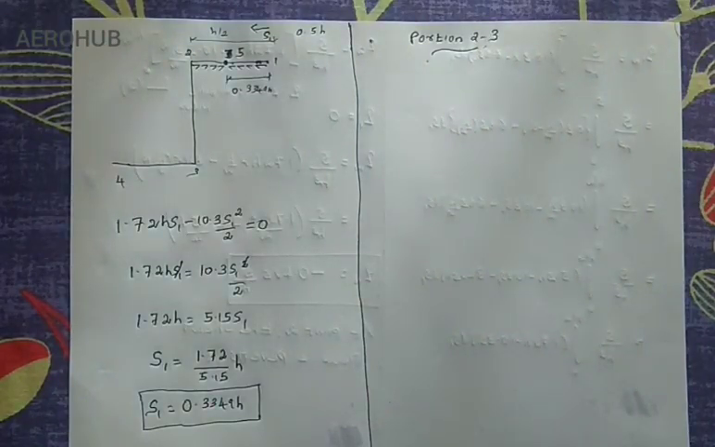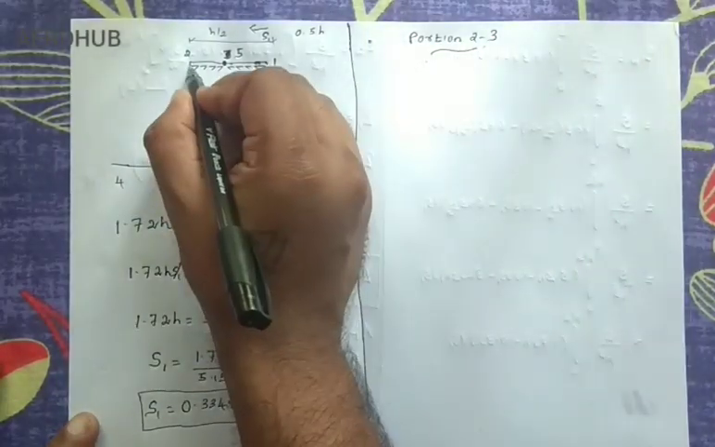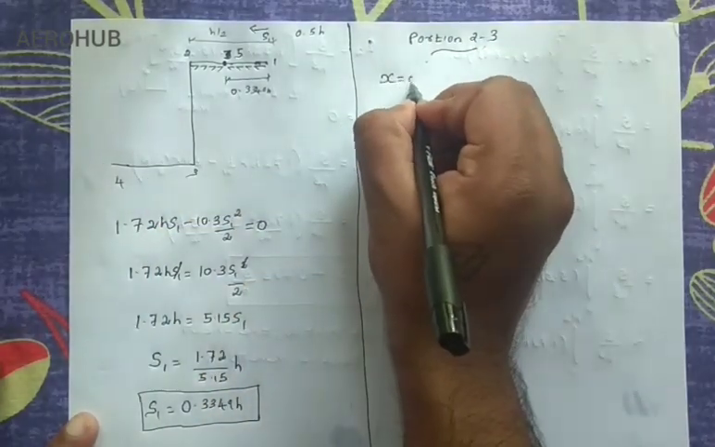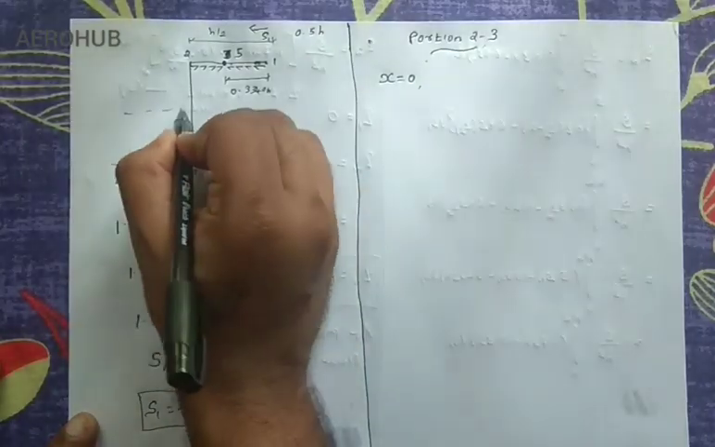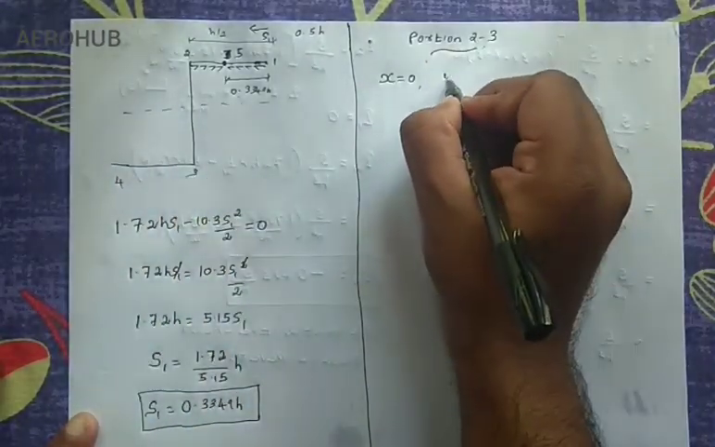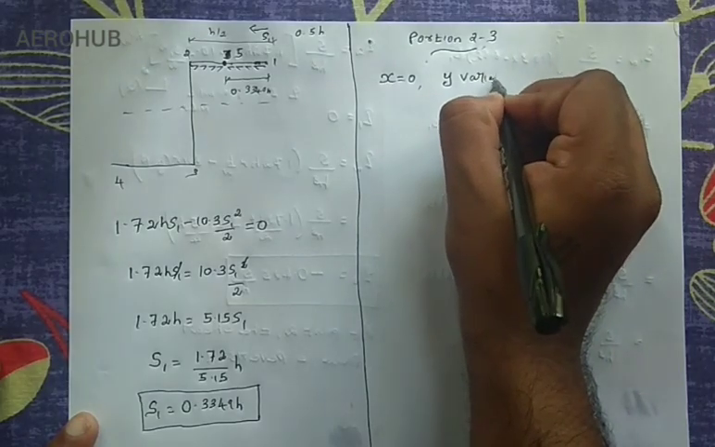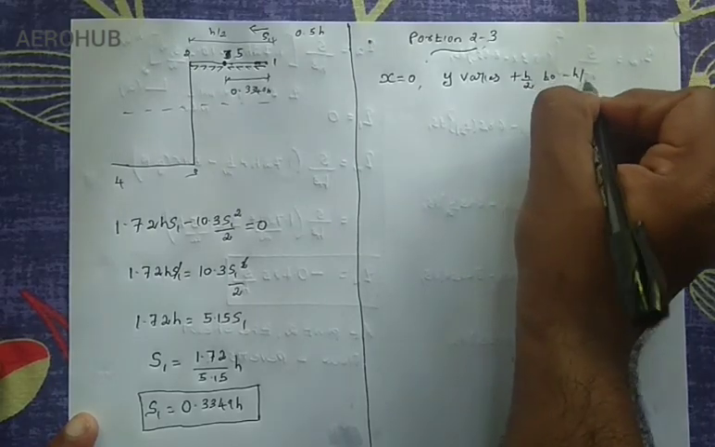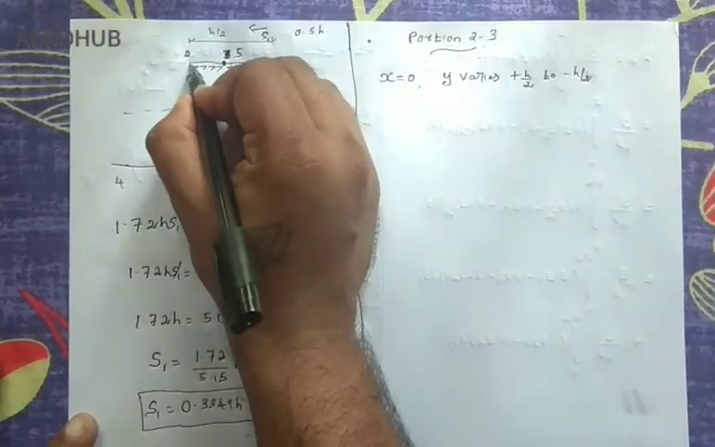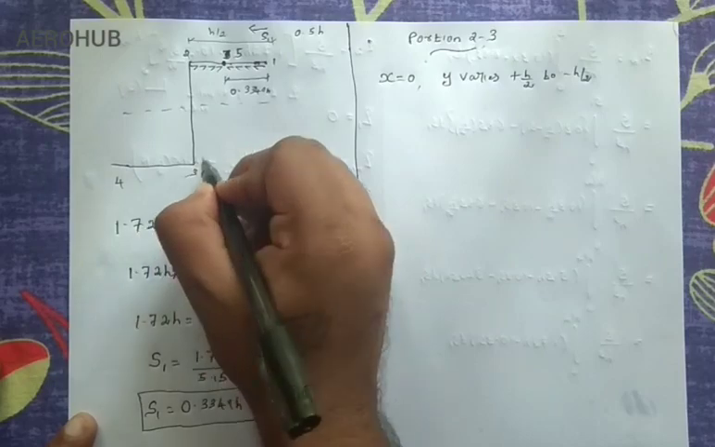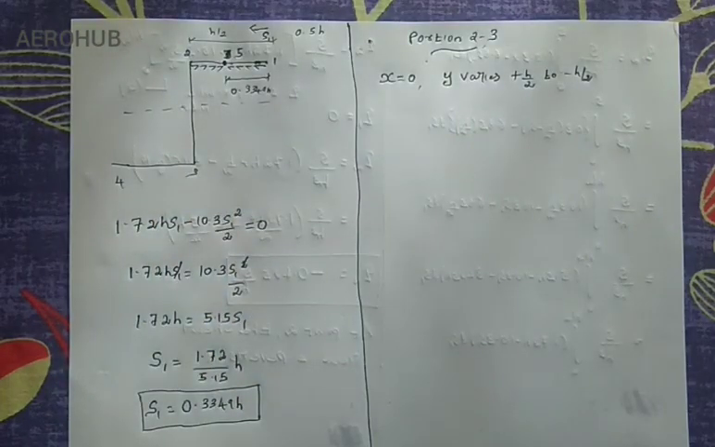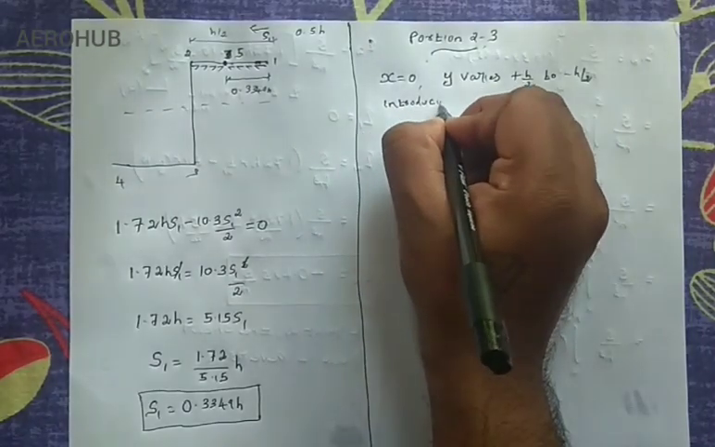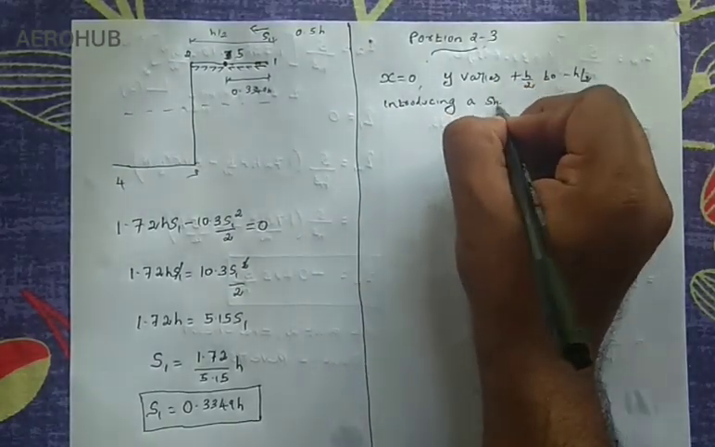For portion 2, 3, you have to understand we are keeping the web of the section in the y-axis, so x value will always be 0. And this is the centroidal axis, and so the y value will be varying from plus h by 2 to minus h by 2. At this point the y value is plus h by 2, at point 3 the y value is minus h by 2, and we are introducing a shear flow.